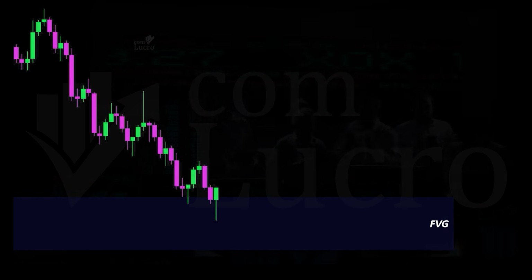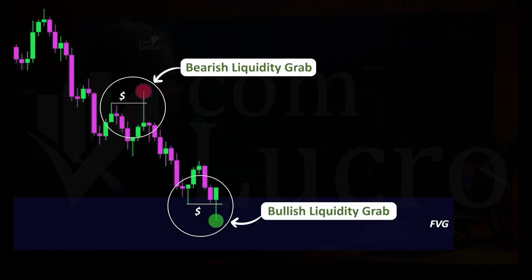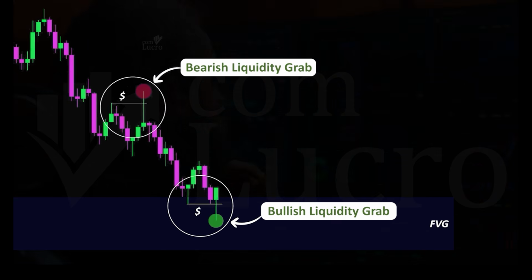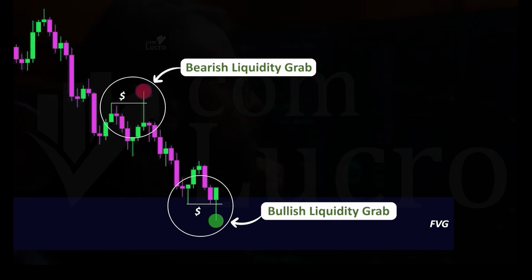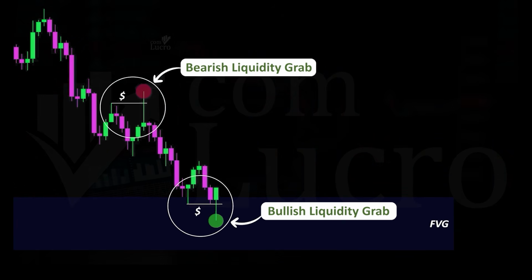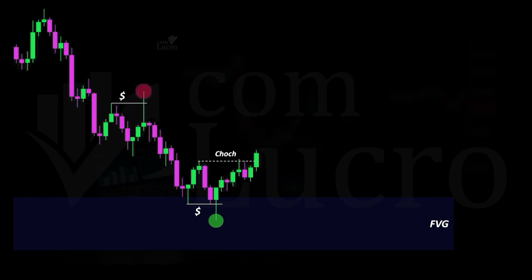One strong clue is a bullish liquidity grab, when price briefly wicks below a previous swing low before reversing upward. This move shows where stop losses were triggered, followed by a sharp reaction in the opposite direction. Liquidity grabs often occur near key zones like fair value gaps and can serve as powerful entry confirmations. When this move also breaks a recent bearish structure on the lower time frame, it gives us extra confirmation. In other words, it forms a change of character.